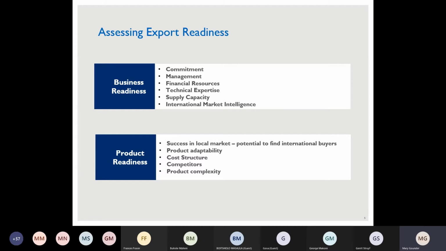Do you have the management that have the skills for exporting? And if you don't, that's not a huge challenge, because you can always get them trained, or you can find management who have experience with exporting.